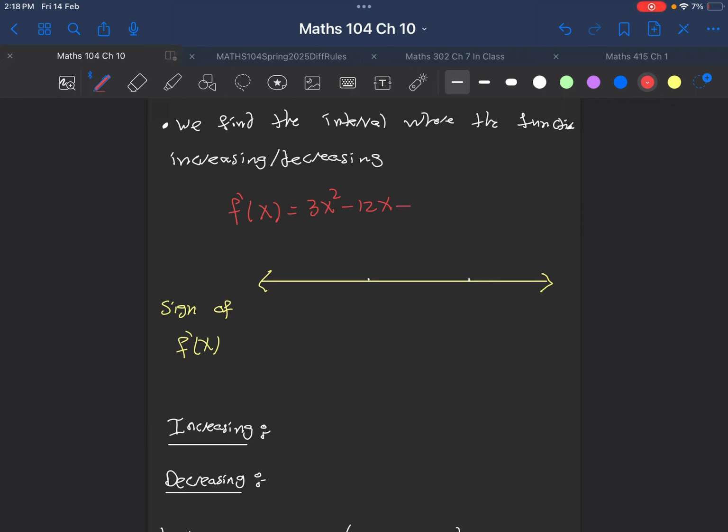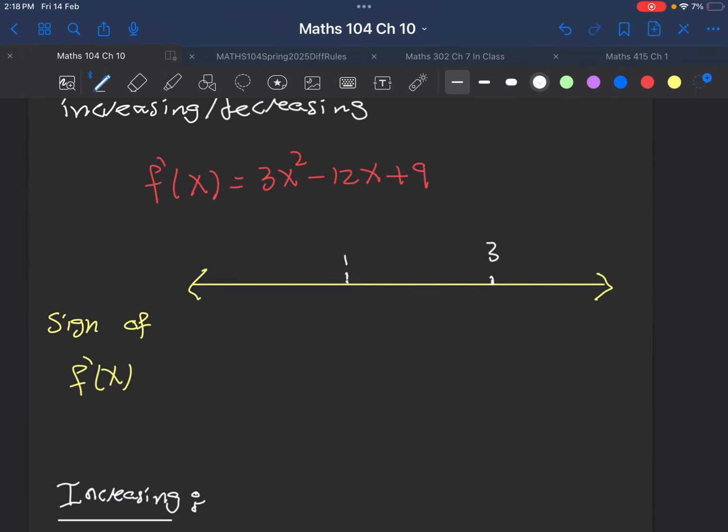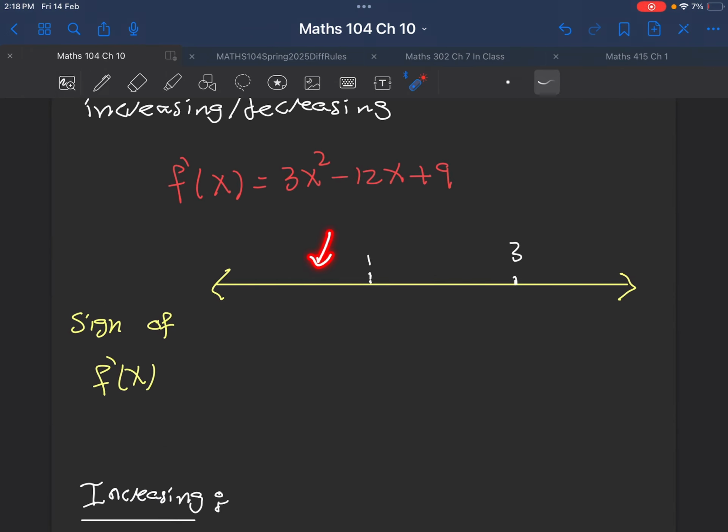Next step, let me just remind you what the derivative is. Next, we do the number line, and we write those two numbers, 1 and 3. Now take a test point. If you take, for example, 0, the first area would be positive. For the second area, if we take 2 and substitute 2, it will be negative. And finally, if we take something greater than 3, it will be positive.